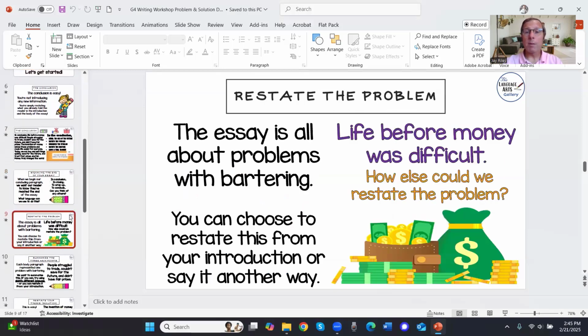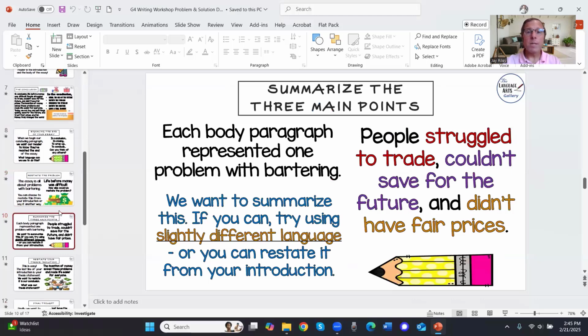We want to restate the problem. I said life before money was difficult. We could say this other ways. We could say the barter system made life difficult. And then I want to summarize the 3 main points. I said people struggled to trade, they couldn't save for the future, and they didn't have fair prices. Those 3 points should match the 3 points that I mentioned in my introduction. That's my roadmap or my thesis map. And each of those 3 points should be the main idea of each body paragraph. So that all has to line up.